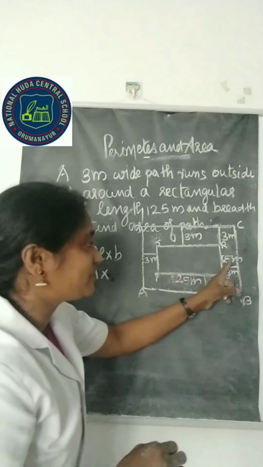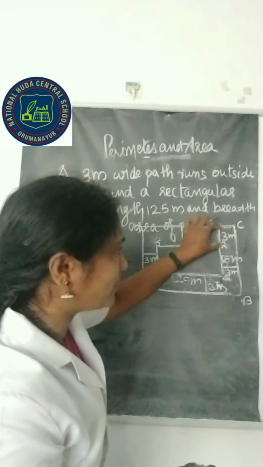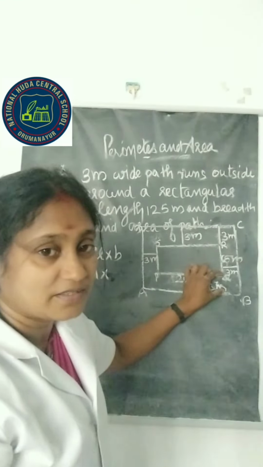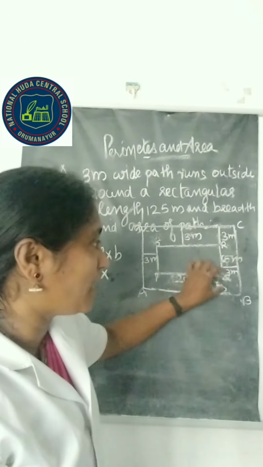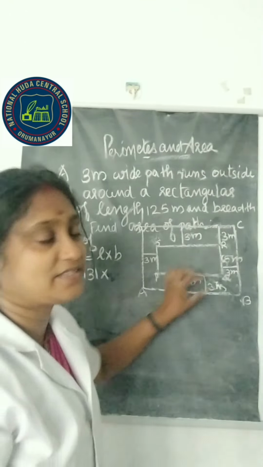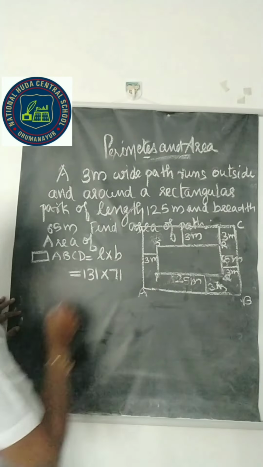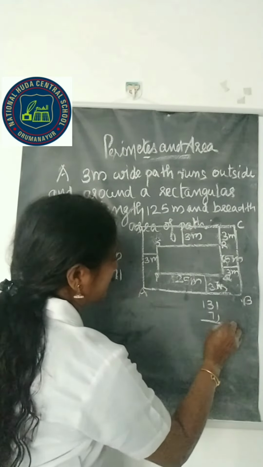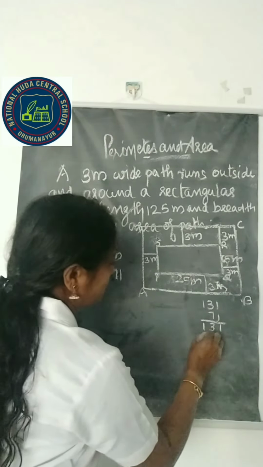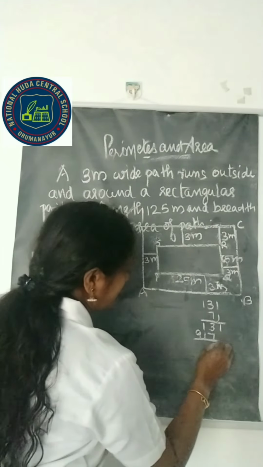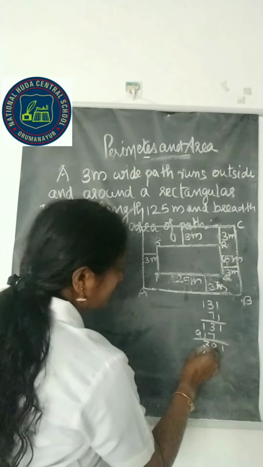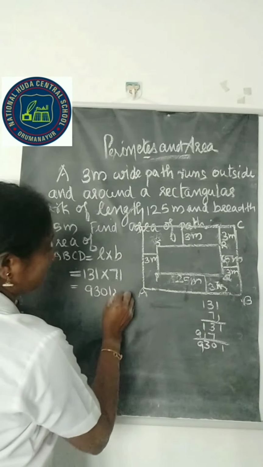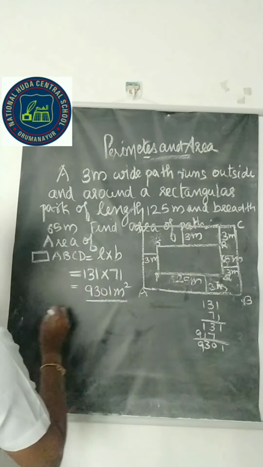Into. What about this value? This is 65. Here we have to add 3, so that will be 68. Again we have to add 3, so that will be 65 plus 6, that's equal to 71. Then when we multiply, we will get 131 into 71, which is 9301 meter square.